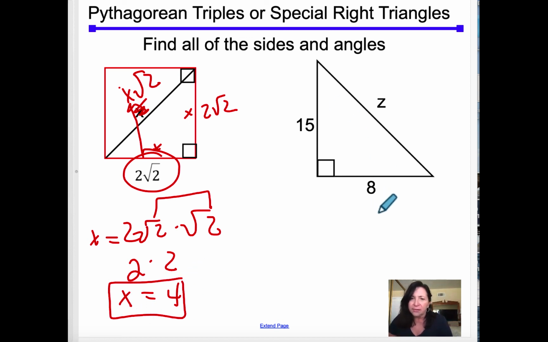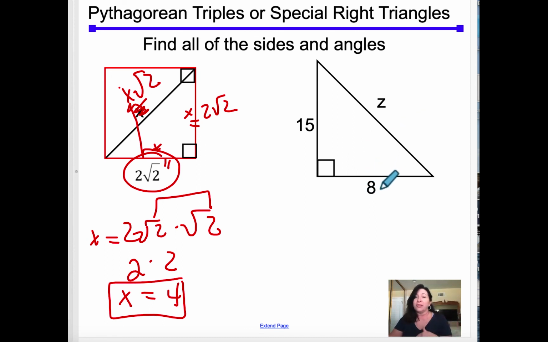This one is not a right, yes, it's a right triangle. But because the sides are different, it's not isosceles like a square would be isosceles, right? So I can't use any tricks. I can't use special right triangles. I can use the Pythagorean theorem.